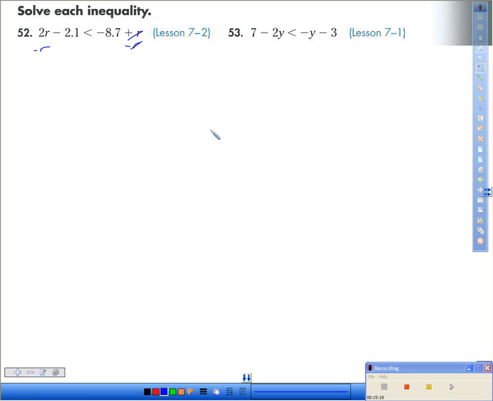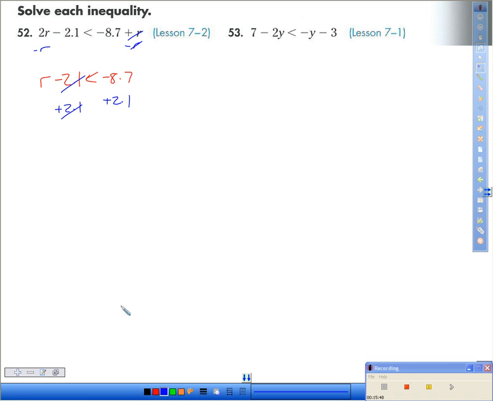R minus r gives us 0. So on the left-hand side of the inequality, when we simplify, we get 2r minus r. That's just r. So r minus 2.1 is less than negative 8.7. Again, since we just subtracted something, we don't have to flip the sign. At this point, we're still wanting to get r by itself, so our next and final step will be to add 2.1 to the left and add 2.1 to the right.